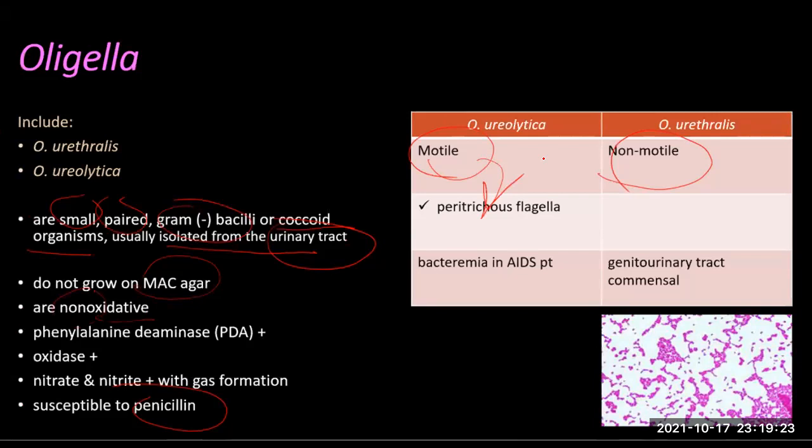Oligella ureolytica causes bacteremia in AIDS patients, and for urethralis, from the word urethra, we can correlate this with it being a commensal organism in the genitourinary tract. And that's the end of my discussion, and I hope you have learned something from it.